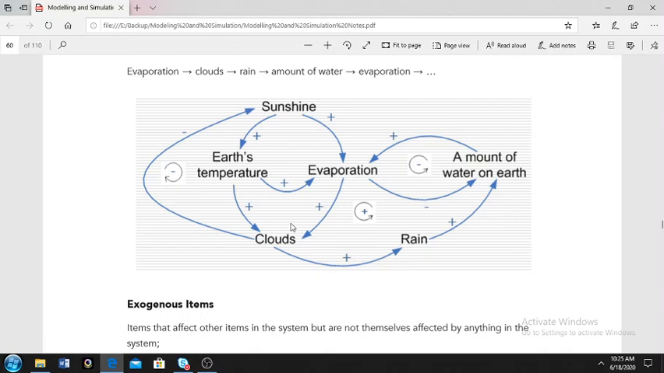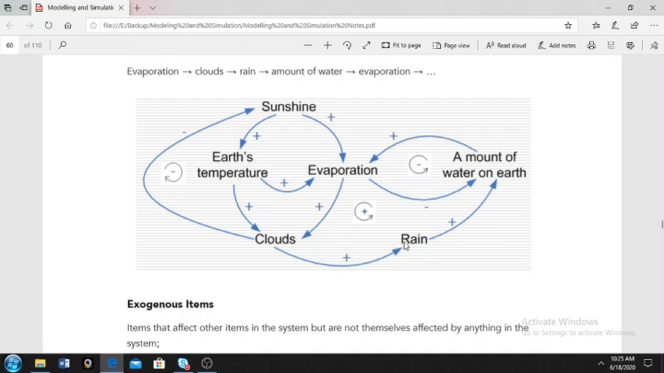What about this one, these loops? So let's start from rain. The more you have rain, the more you have an amount of water on earth. The more you have evaporation, the more you have clouds, the more you have rain. So the loop is reinforcing, because you move from more to more, or from less to less.